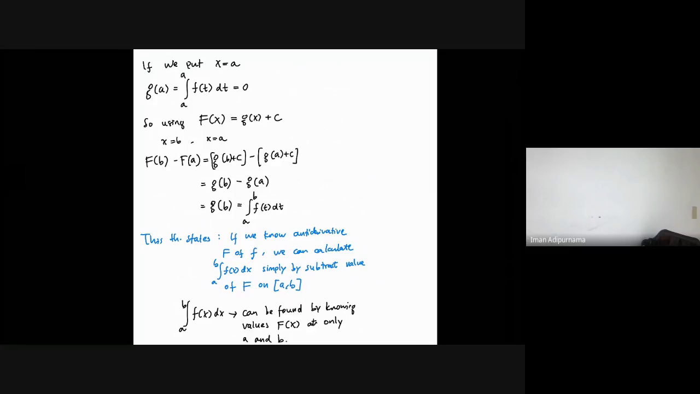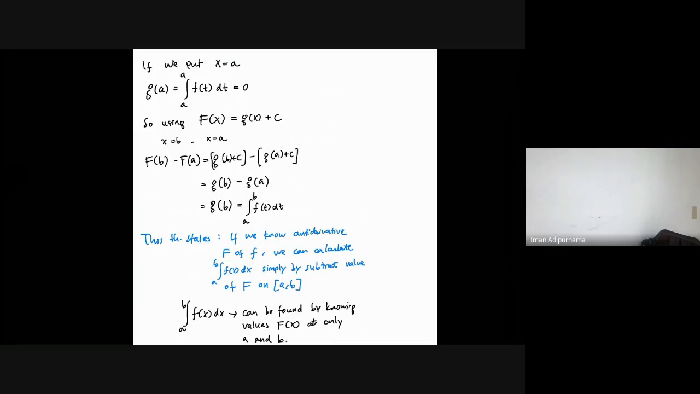here, if we have the antiderivative F, the big F, is actually our g, and g(a) is 0 from our definitions. So we can get the integration from a to b of f(t) dt. So this whole value, at least we can find the integration from a to b. Okay.